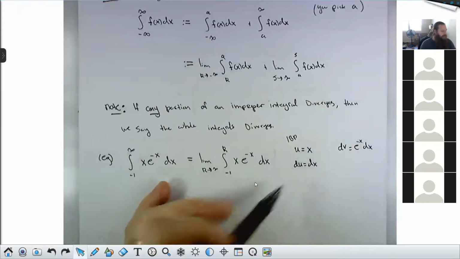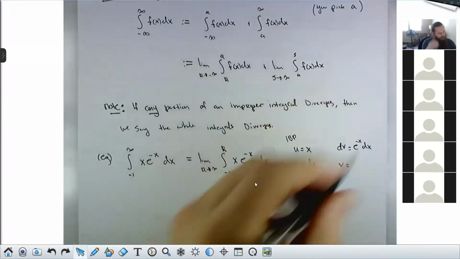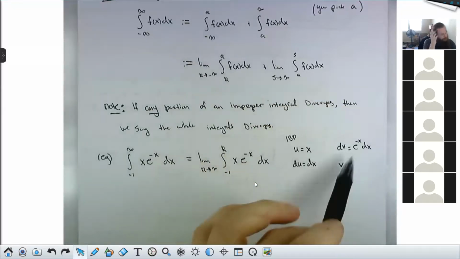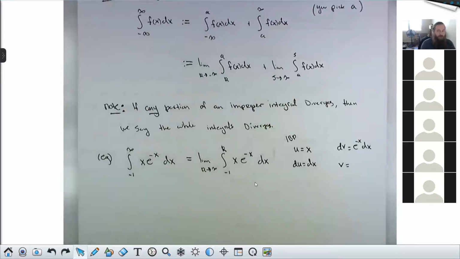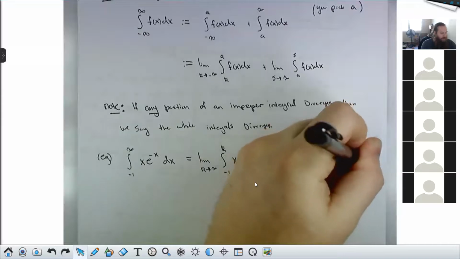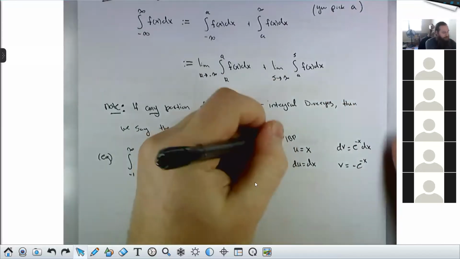If u is x, then du is dx. If dv is e to the negative x, then v is e to the negative x divided by -1, which is just negative e to the negative x. So that's my IBP table.